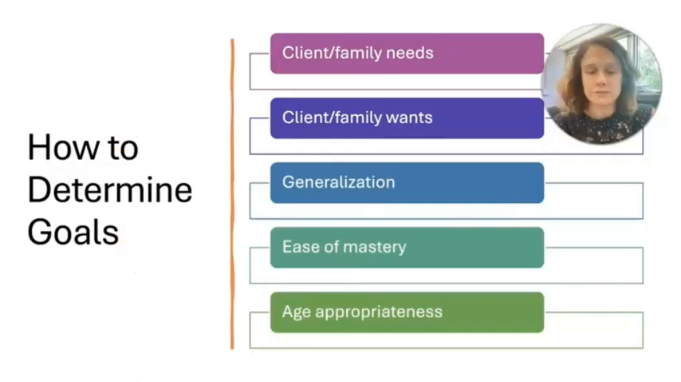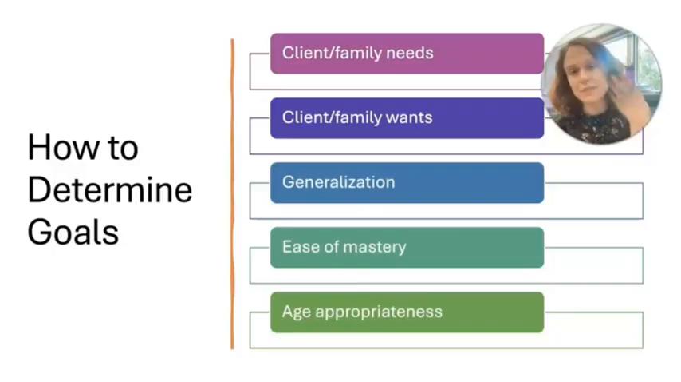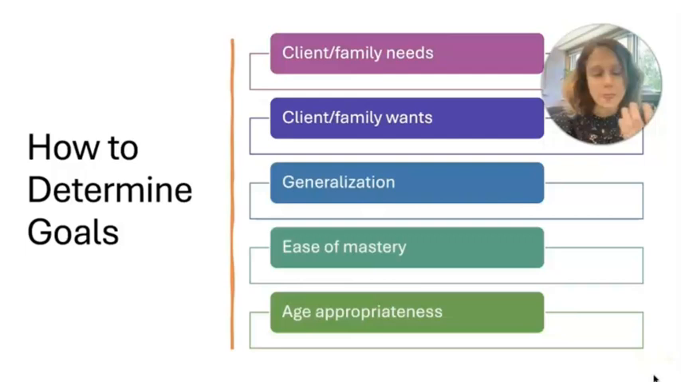And of course, you want to make sure that the goals that you choose for treatment are age appropriate. I'm not going to work on a speech sound like an R with a 3-year-old child because the R sound doesn't typically become accurate and precise until age 6 and older. And so it wouldn't really be age appropriate for me to work on the production of an R with a 3-year-old.